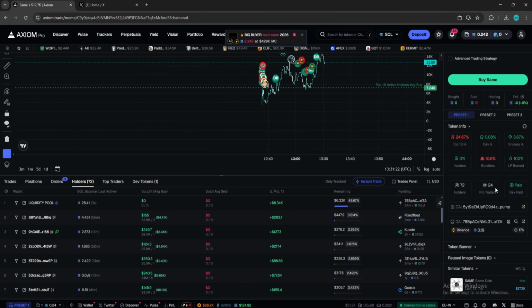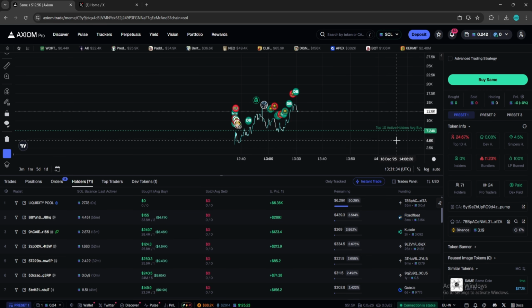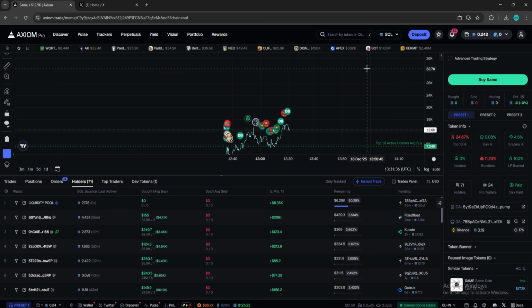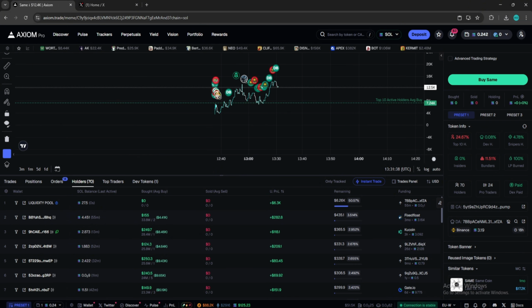Pro traders, I don't actually know how Axiom identifies a pro trader, maybe their P&L or something. But I wouldn't say more pro traders is better, because they could dump on you. And with DEX, you want to make sure DEX is paid, but not too early. Probably when the coin reaches like 30k or something, I think that is a good time to pay DEX.